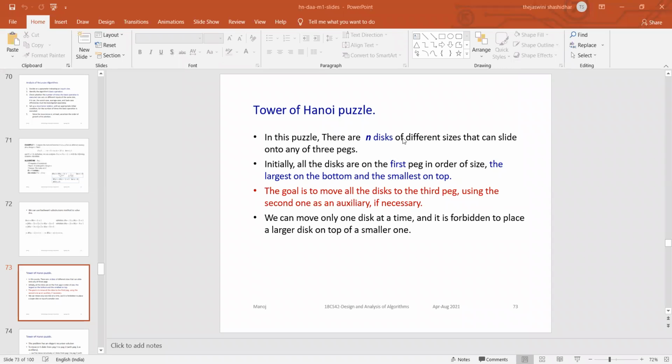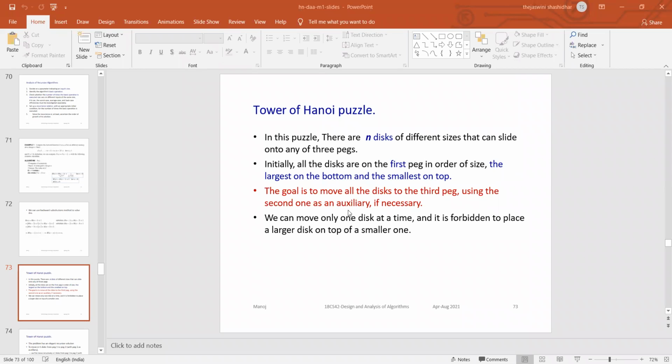So there are n disks of different sizes that can slide onto any of the three pegs. Initially, all the disks are on the first peg. So three pegs will be there: first peg, second peg, and third peg. There are n disks of different sizes, and all the disks are on the first peg in order of size, the largest on the bottom and smallest on the top. The goal is to move all disks to the third peg using the second one as an auxiliary.